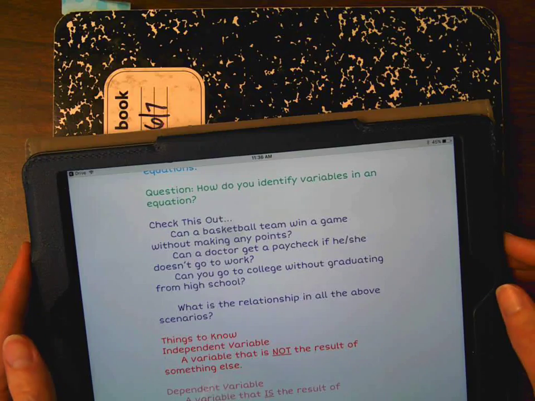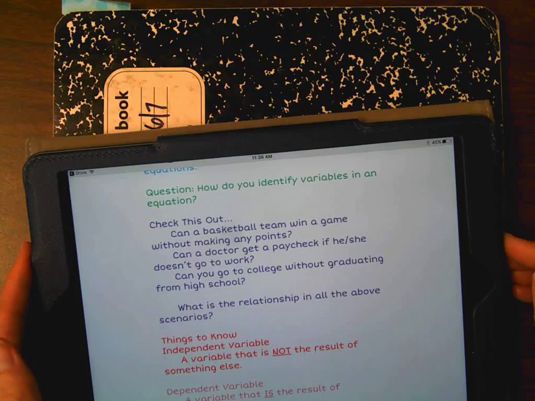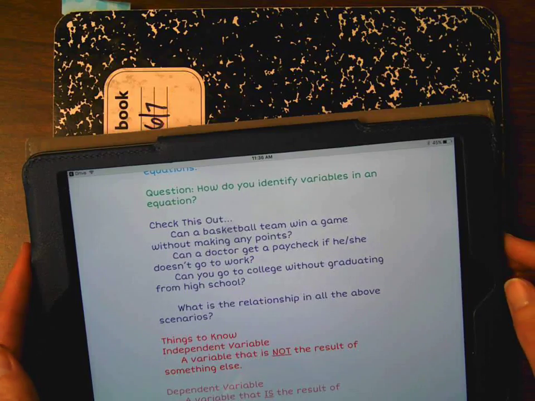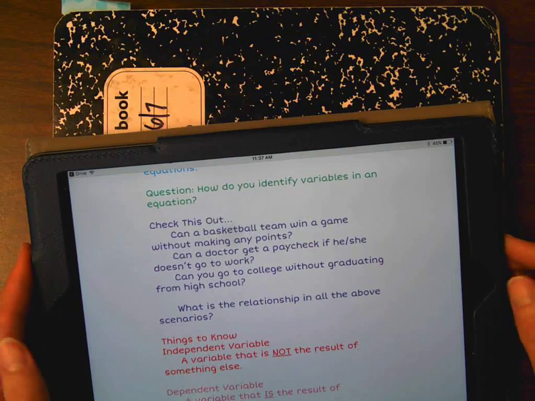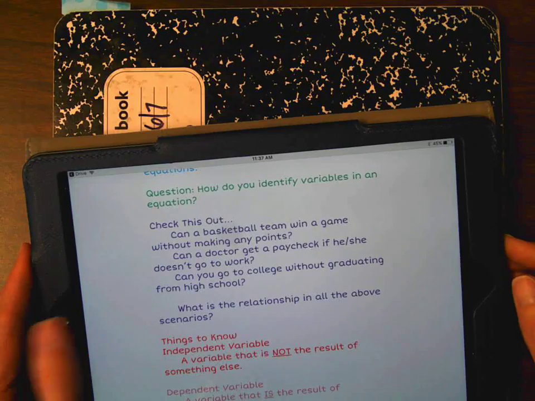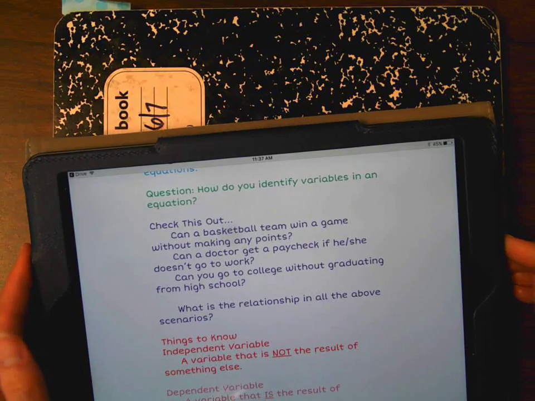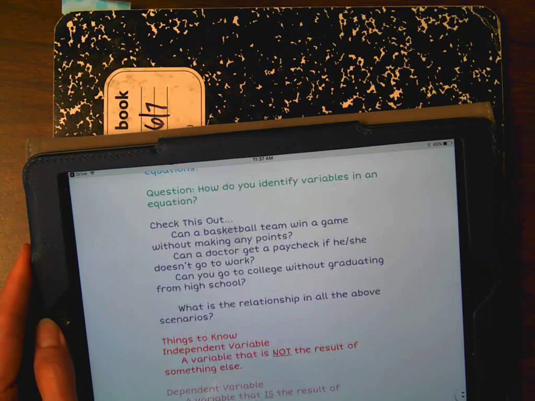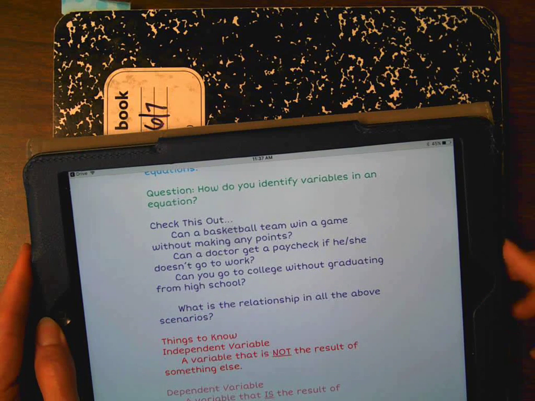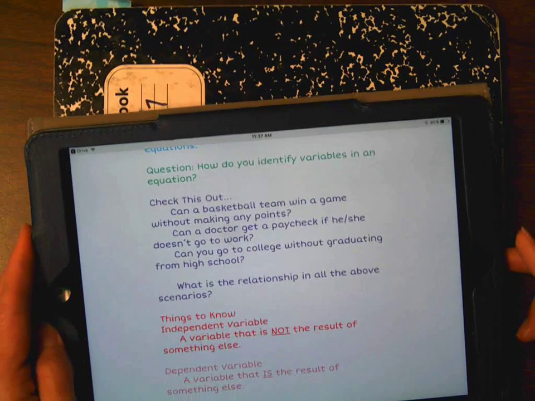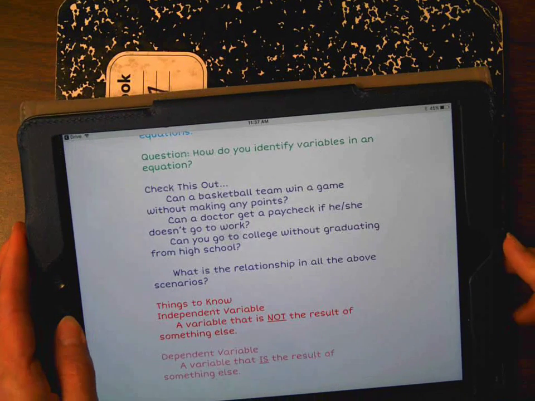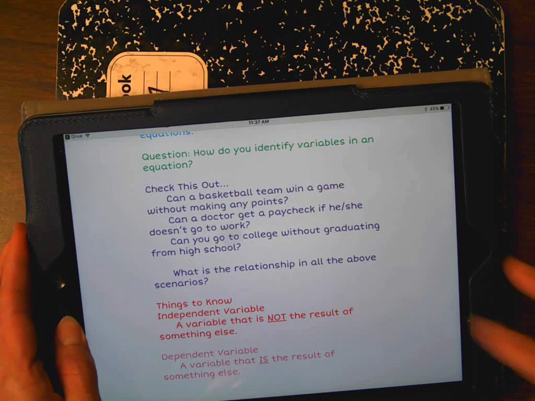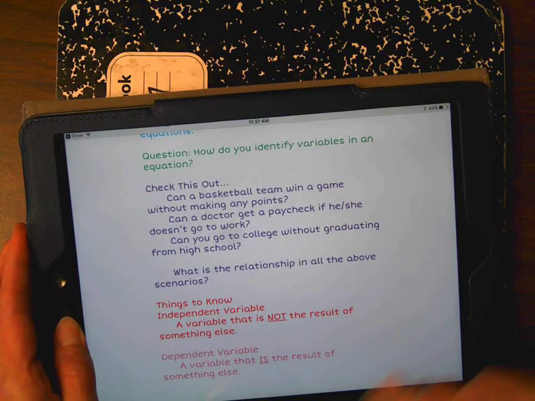So the relationships above: if the doctor goes to work, then he makes the paycheck. If the child graduates from high school, then they get to go to college. If the basketball team scores baskets, then they win the game. Okay, so it's a cause and effect relationship. Everything depends on everything else. So you have independence and dependence. Okay, things to know. And this truly is the end of our notes because the practice problems that you're going to have to work through in class tomorrow are all these scenarios where you have to find what depends on the other.